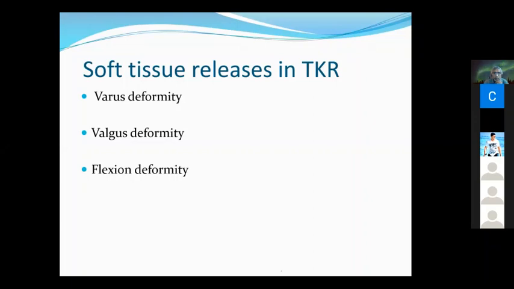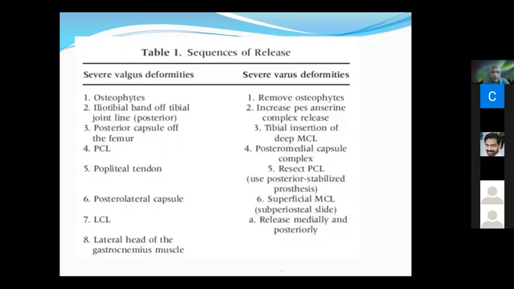And what are the things you release in a flexion deformity? Posterior capsule, PCL. Yes. So this is some of the things, and of course osteophytes. That's very important because you get a lot of osteophyte formation which will be denting all the soft tissue structures. So a very important part of the release or correction of deformity is removing the osteophytes. All of you are aware of osteophytes.